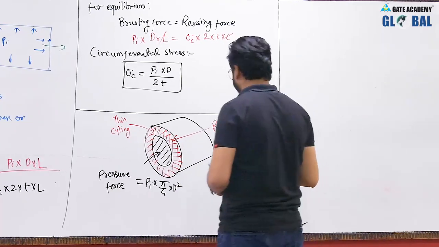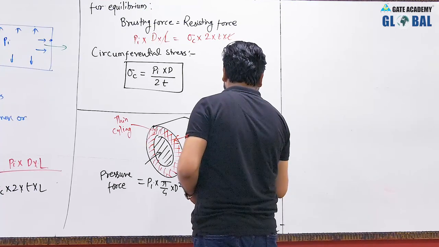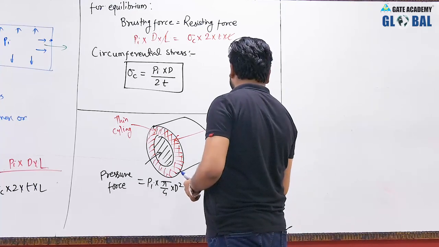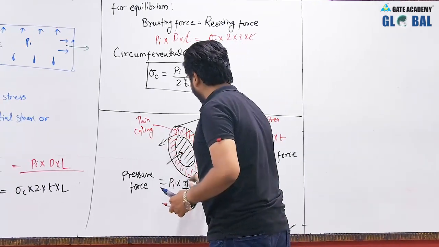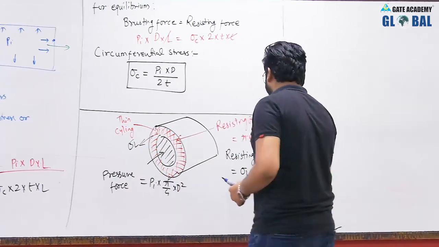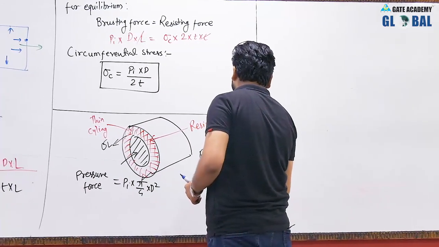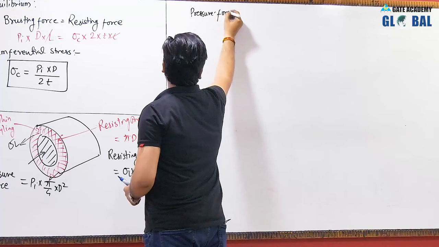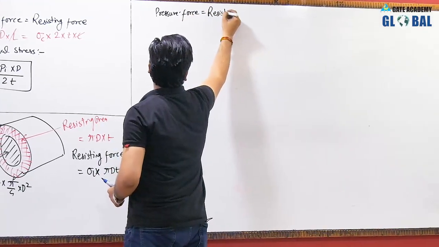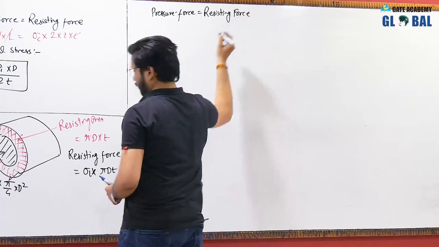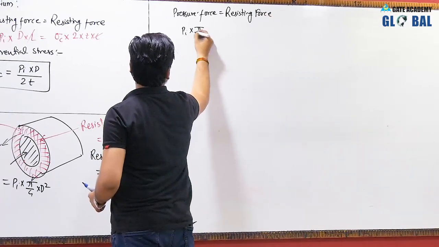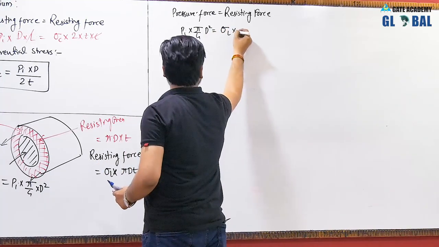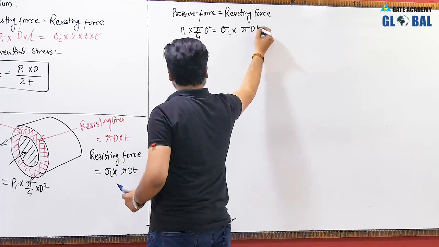If this is the resisting area, then we can have the resisting force, because stress is resisting force per unit area. So multiplying the stress, sigma l, by the area, pi into d into t, gives the resisting force. The pressure force will be equal to the resisting force. So Pi into pi by 4 d square is equal to sigma l into pi into d into t.